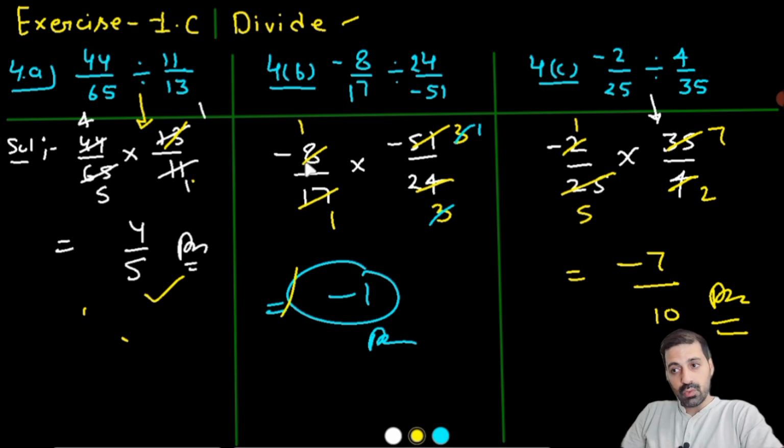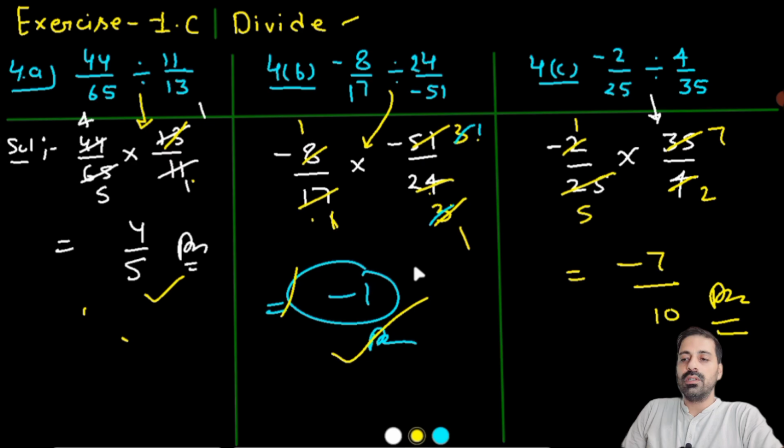Again negative 8 upon 17 remains, and the divide sign is converted into multiply and the reciprocal of 24 upon negative 51 is negative 51 upon 24. 8 ones are 8 and 8 threes are 24. 17 ones are 17 and 17 threes are 51, and 3 ones are 3 and 3 ones are 3. So minus negative is a sign here. Minus 1 is the answer here.